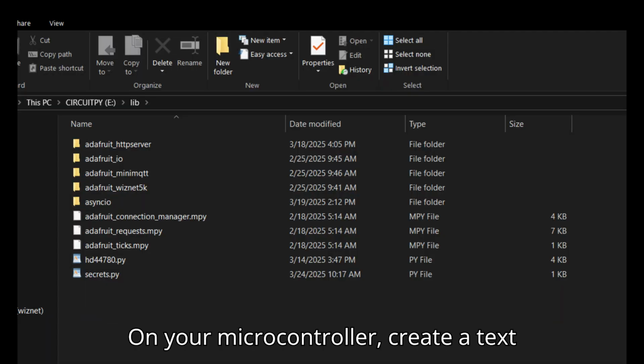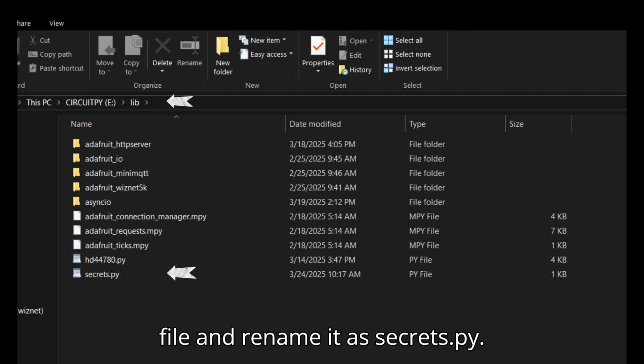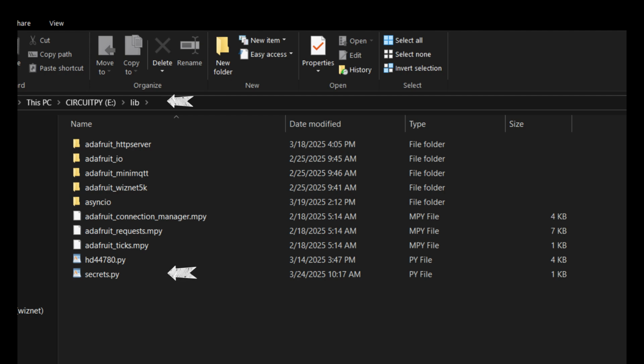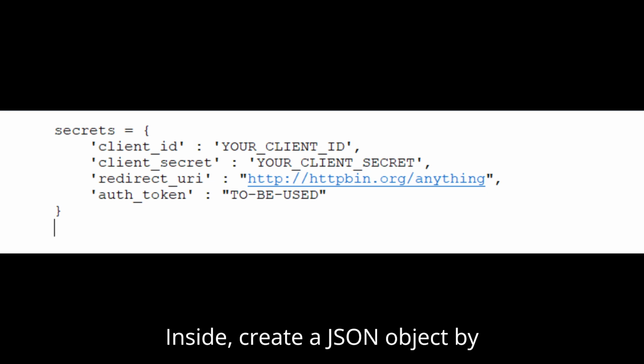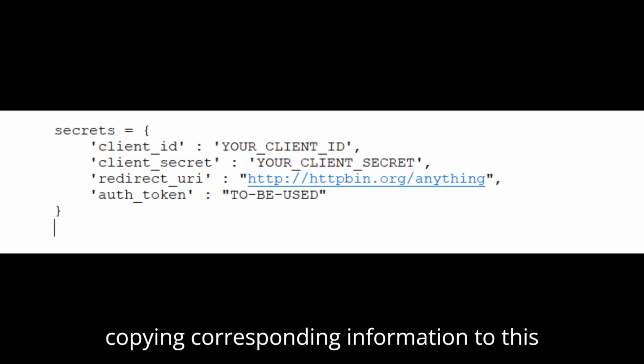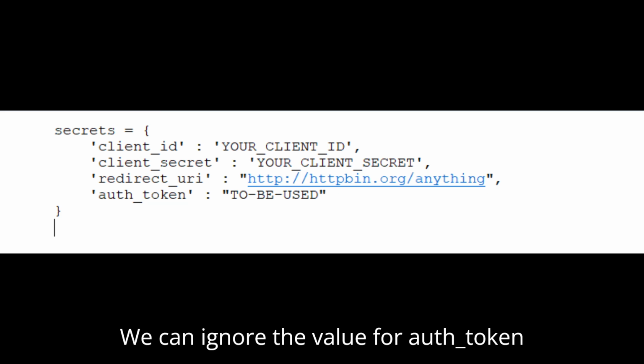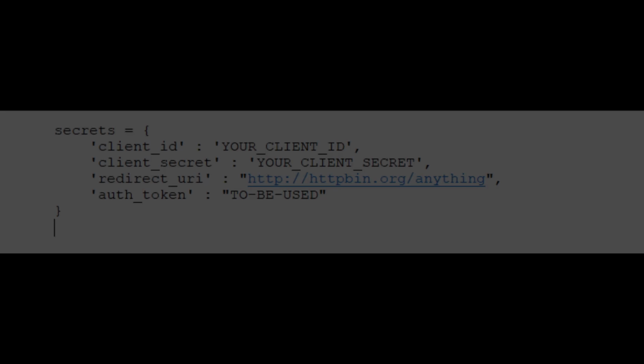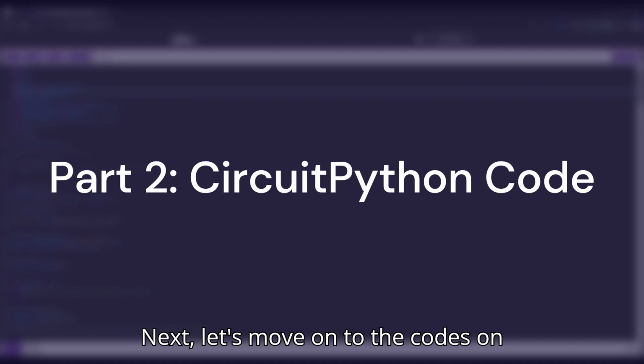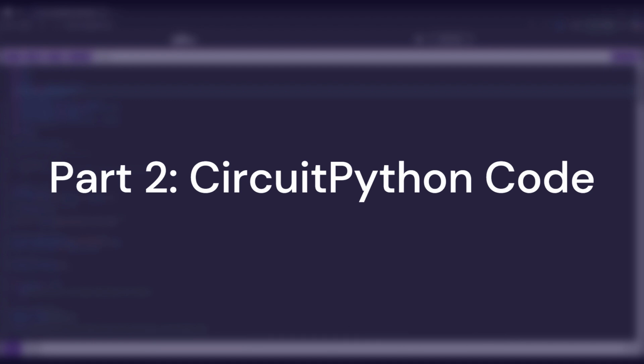On your microcontroller, create a text file and rename it as secrets.py. Inside, create a JSON object by copying the corresponding information to this file. We can ignore the value for auth token for the time being. Next, let's move on to the codes on CircuitPython.